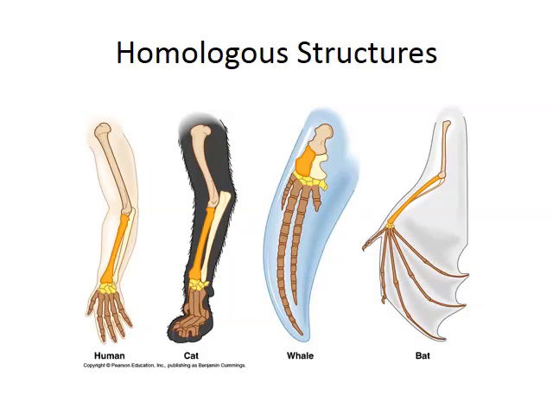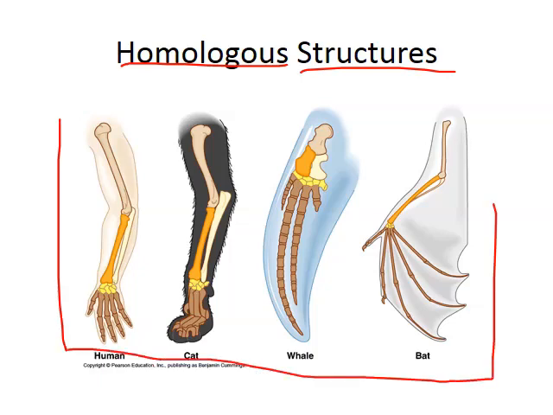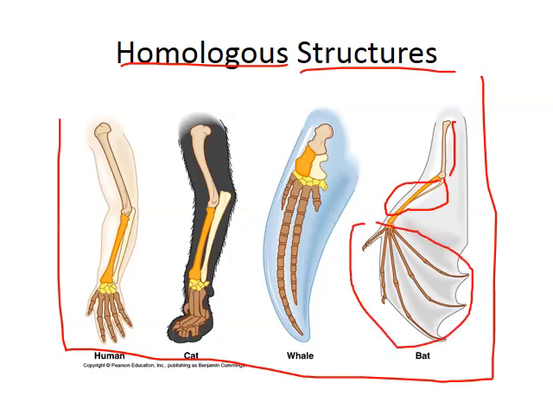Homologous structures. These are structures that are the same between organisms. So we can look at skeletons of humans, cats, whales, and bats and see that we have very similar bone structure. And this is one line of evidence that's really strong with vertebrates, so animals that have backbones. You can see their fingers and their toes and their fibula and their tibia are all in the same order.